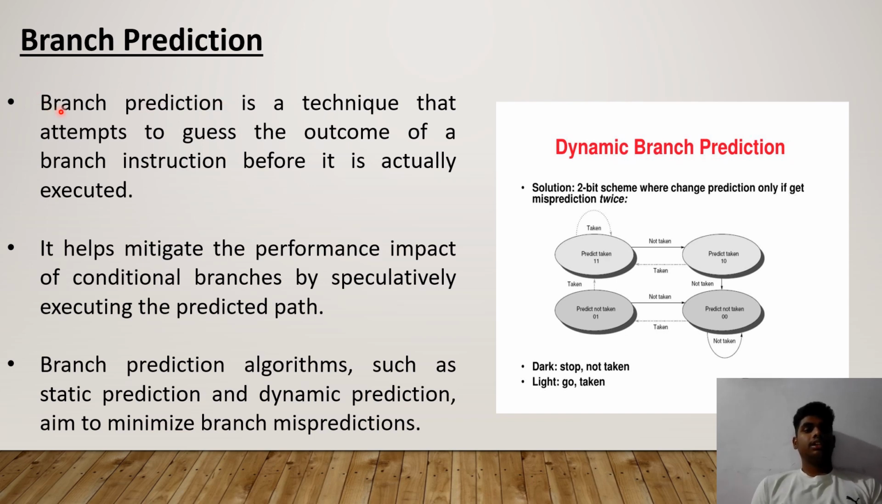Branch prediction. Branch prediction is a technique that attempts to guess the outcome of a branch instruction before it is actually executed. It helps mitigate the performance impact of conditional branches by speculatively executing the predicted path. Branch prediction algorithms such as static prediction and dynamic prediction aim to minimize branch mispredictions.